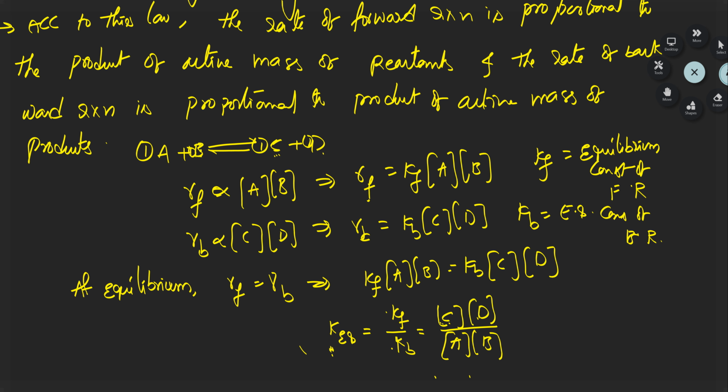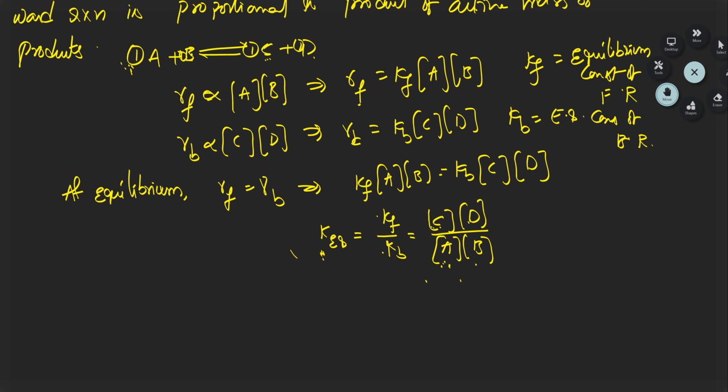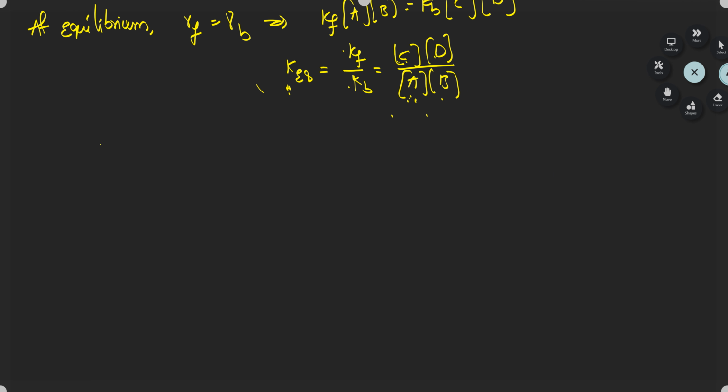The coefficient present in the balanced reaction comes as the power of the concentration of A or B or C or D. What is the coefficient for A? That is the power of A in the equilibrium constant. Why it is so, I will tell you. I am taking one example.